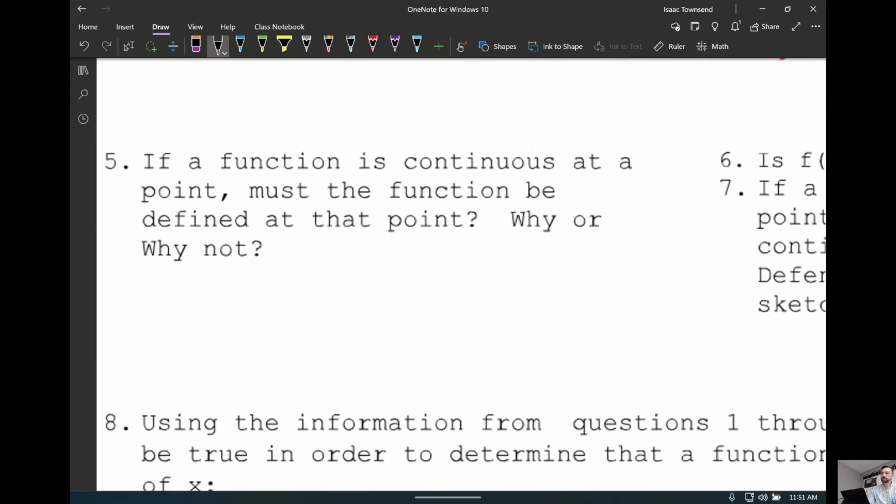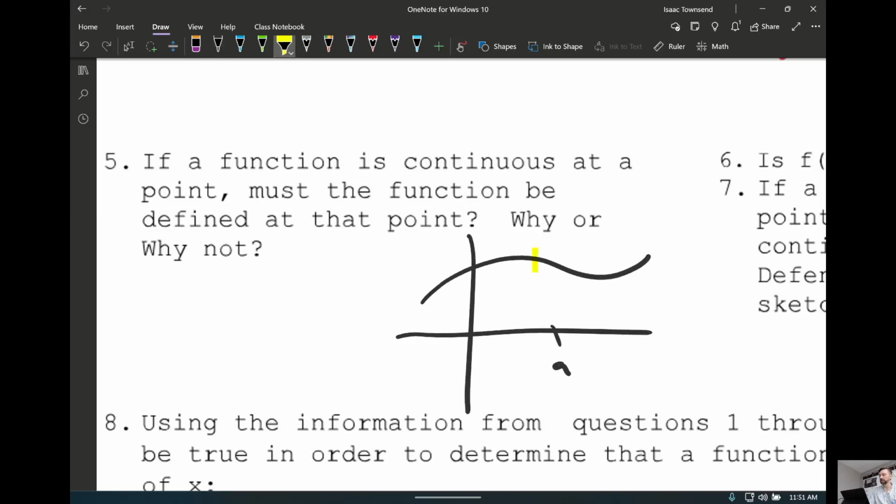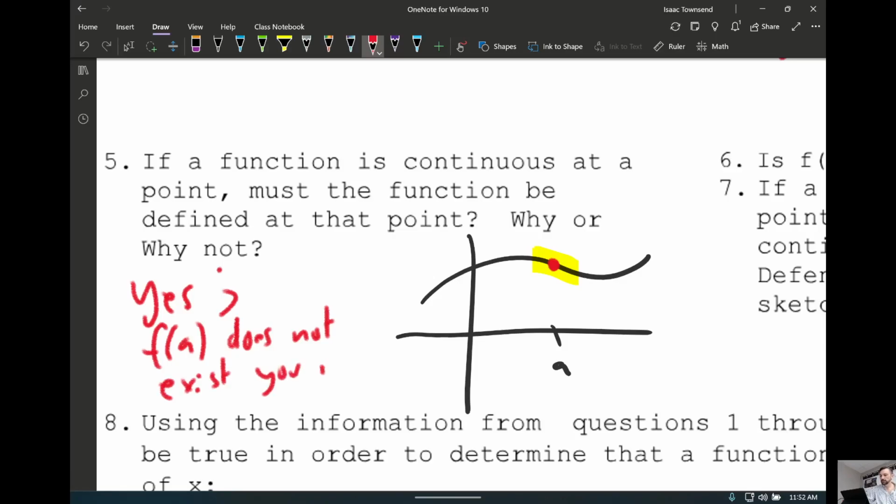Okay, if a function is continuous at a point, must the function be defined at that point? So, if this is continuous at x equals a, it's asking, does that mean that f of a has to be there? And I would say yes, because otherwise you would have a hole. If f of a does not exist, you have a hole. And a hole is a break in the graph, which is making it not continuous.